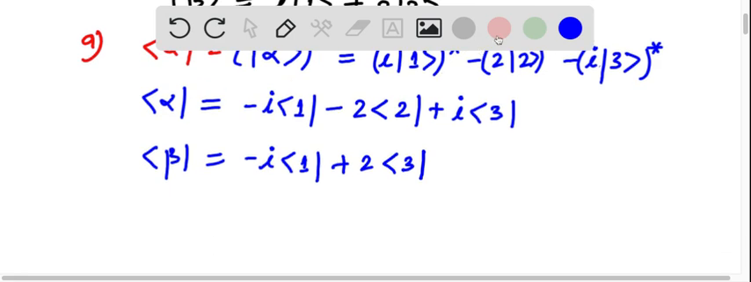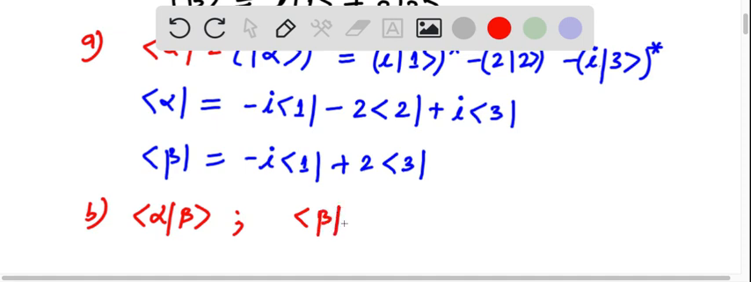In the B part of the question, find <α|β>, that is this α and β, and then we have to find <β|α>, and confirm that <β|α> is the complex conjugate of <α|β>.